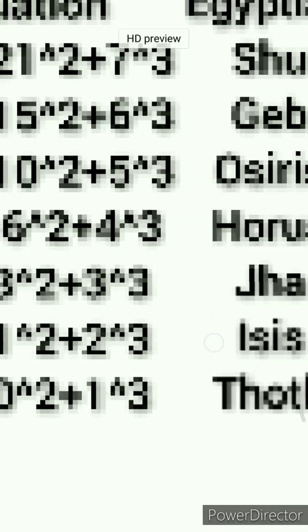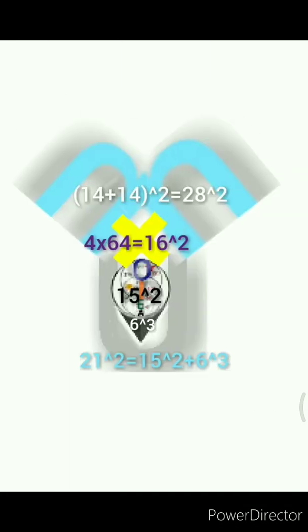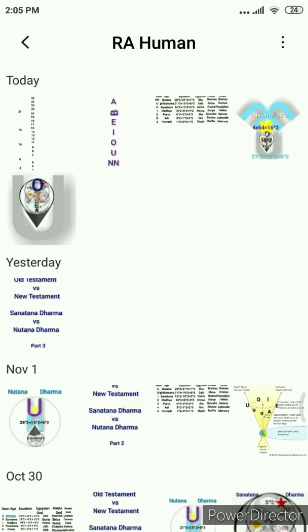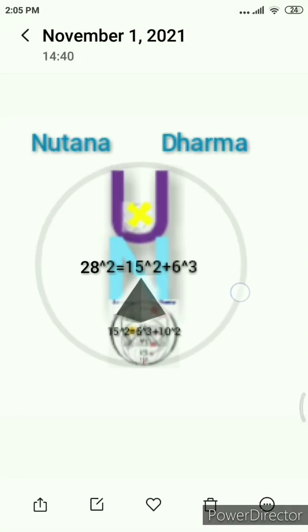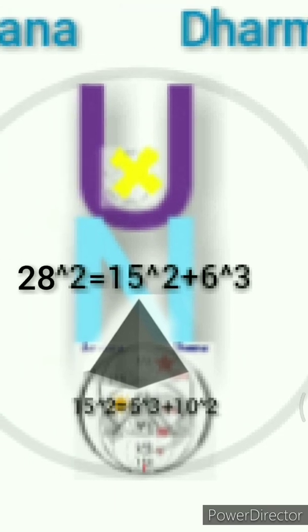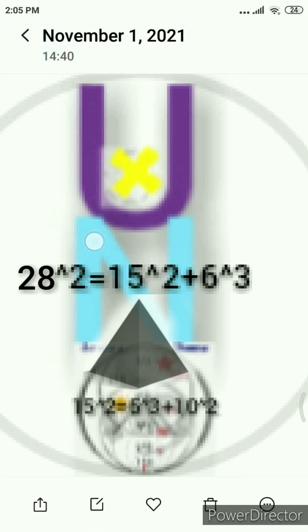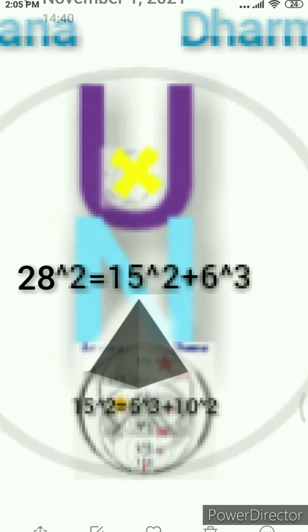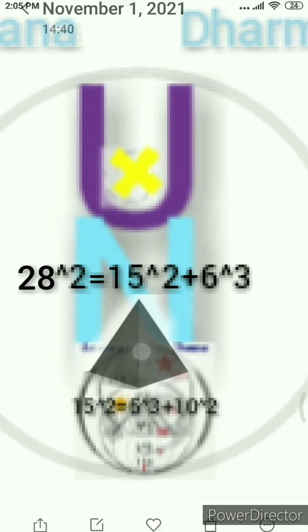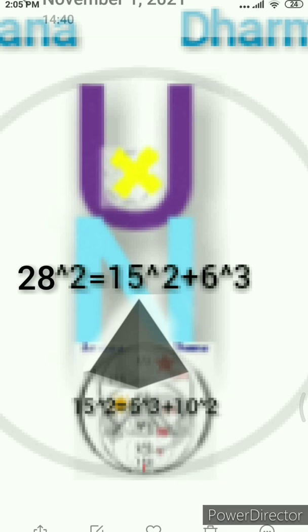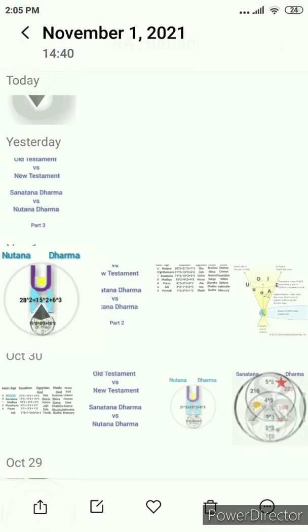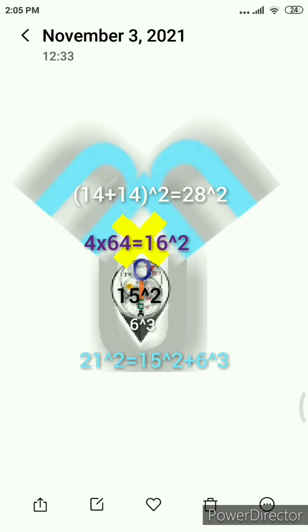But there is something else I wanted to show you, because the design also changes. Earlier, the other time, I think I have shown it like this: the Nutan Dharma as U with X, the 24th of the Christ figure, giving energy to N, and N is supplying energy to 6 cube here, and this being the 15 square. But now the design would look something like this.